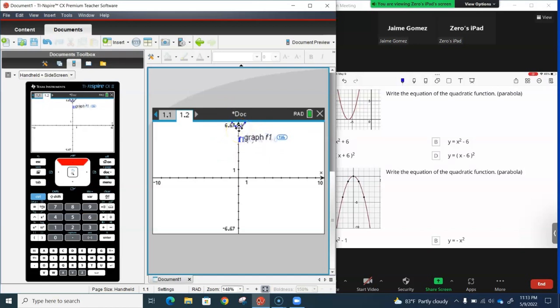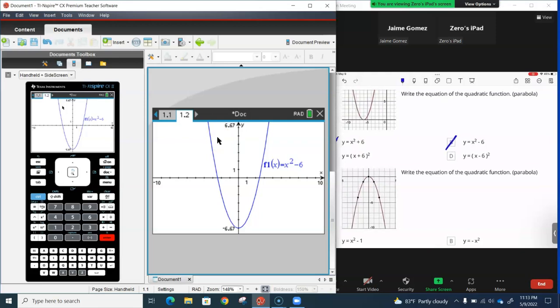This one says x squared minus 6. No. So B is wrong. A is wrong. Letter C, parentheses x plus 6 squared. Well, I'll just put it right there. There you go. So the answer is C.